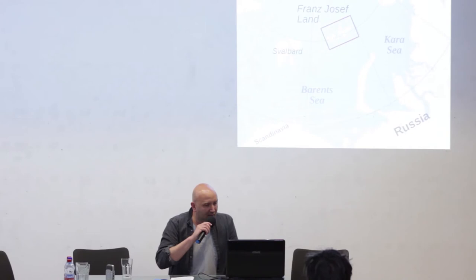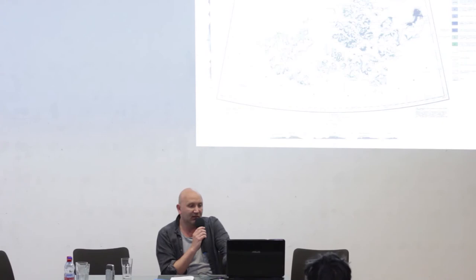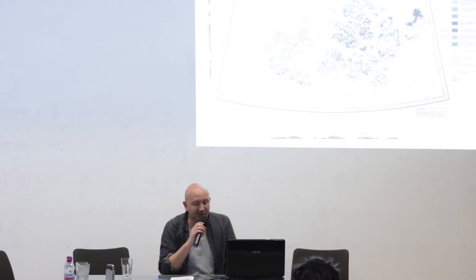So I found out that in 2010 Russian scientists discovered another new island on this territory, and so today this archipelago is composed of 192 islands, even if it's covered by ice. So, as I mentioned before, it's a real coincidence that today the United Nations have 193 member states.